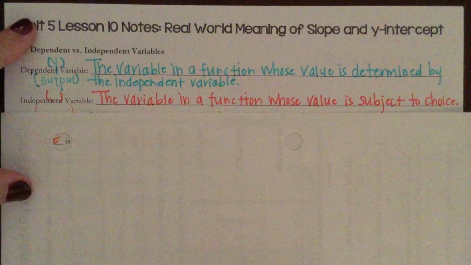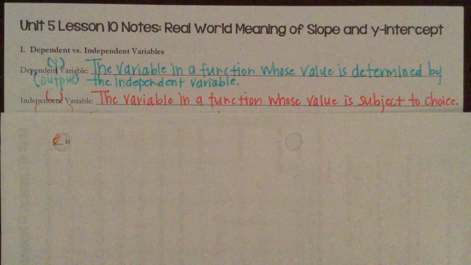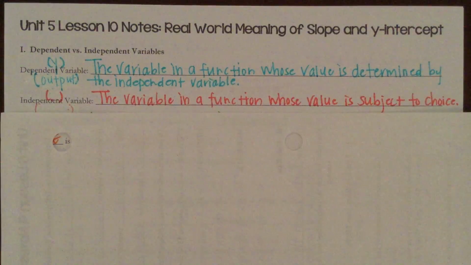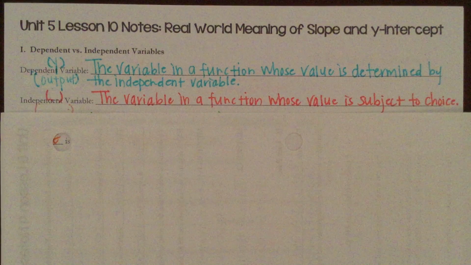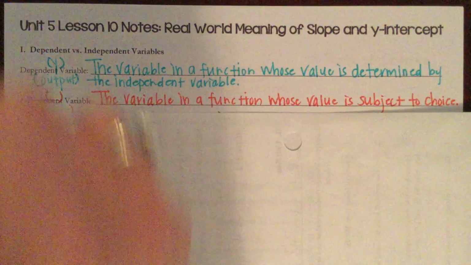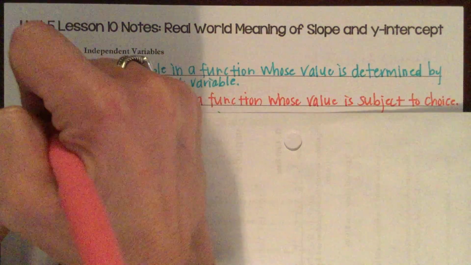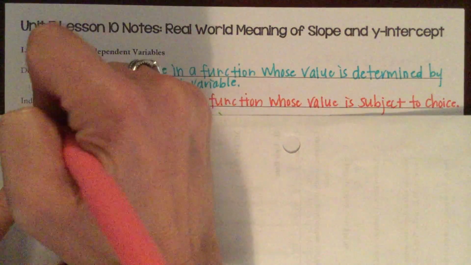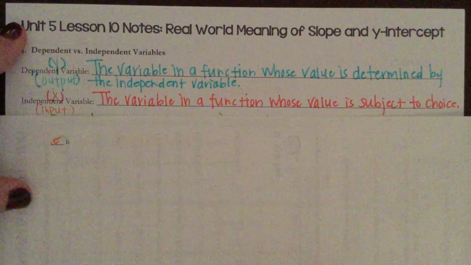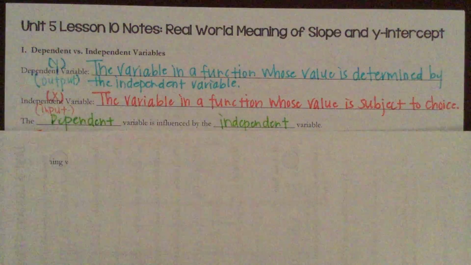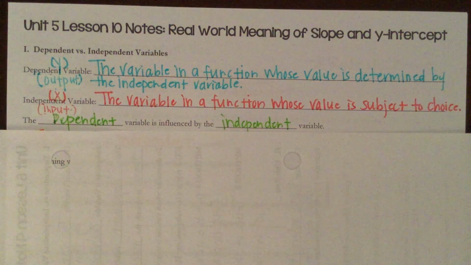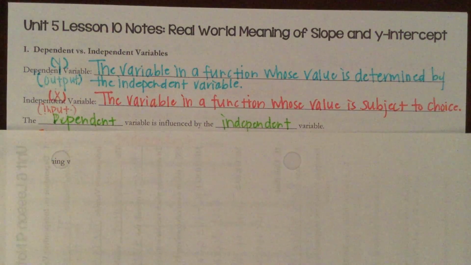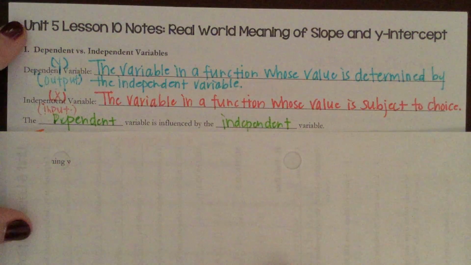The independent variable is the variable in a function whose value is subject to choice. We get to pick the value of the independent variable, we plug it in, we run some computations, and we end up with an output. So the independent variable is your x, or your input. All right, the dependent variable will be influenced by the independent variable, meaning that the independent variable will help us determine the value of the dependent variable.